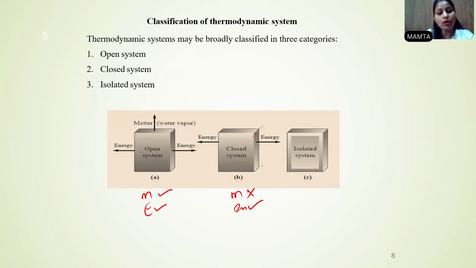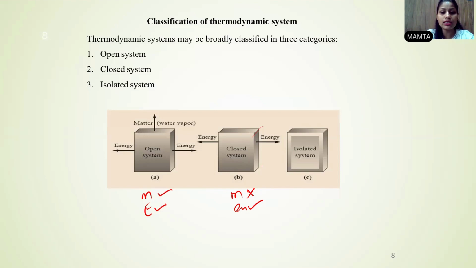A common example of a closed system is a sealed container filled with gas, where the gas can be compressed or expanded, and heat can be transferred into or out of the system, right? But the mass is constant here. Next we have the isolated system.